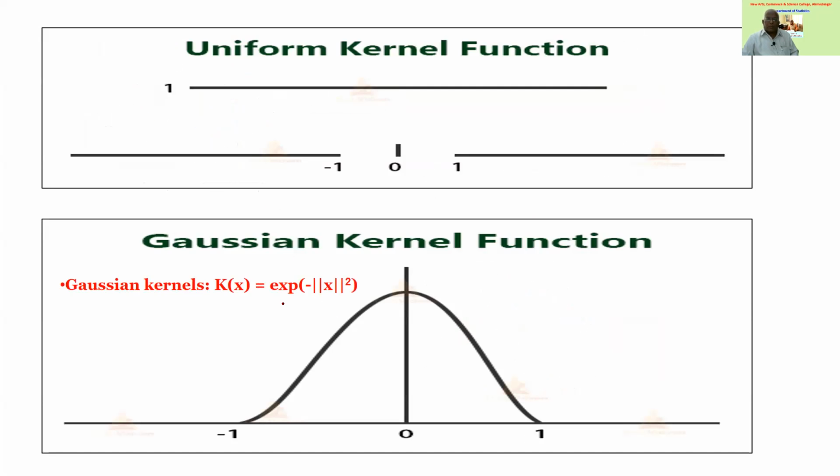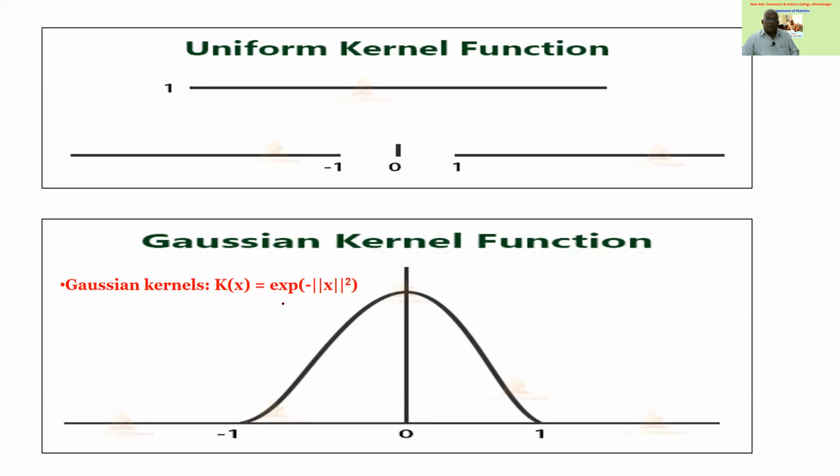Now, what are the different types of kernels? See, this is the uniform kernel function. What this uniform kernel function says is, if your function is less than or equal to -1, you belong to one category. If your kernel function says you are greater than or equal to 1, you are in the second category, and 0 in between is the neutral value.